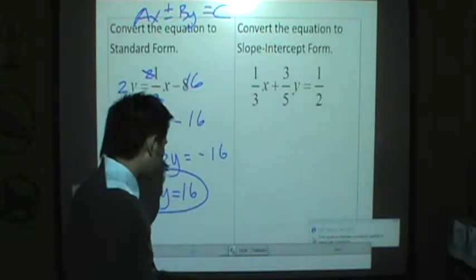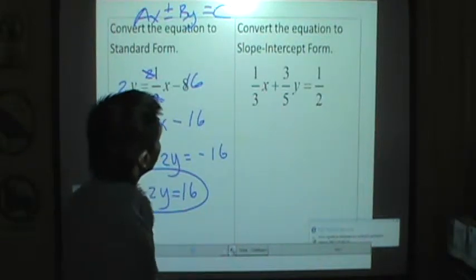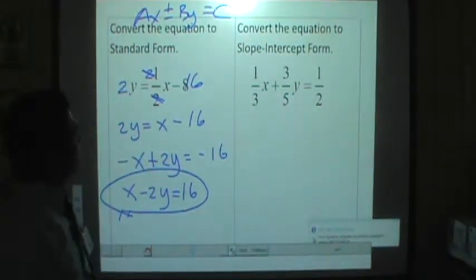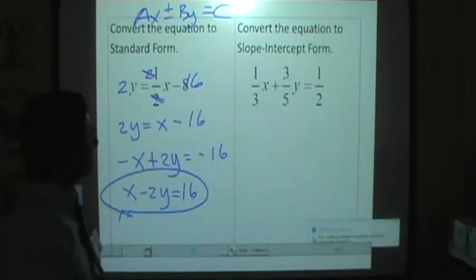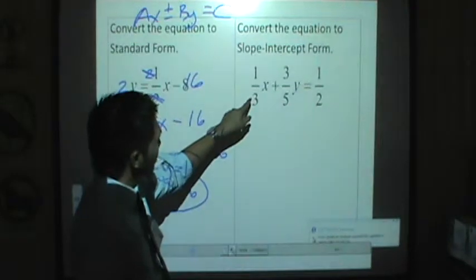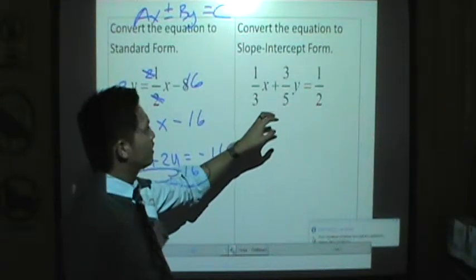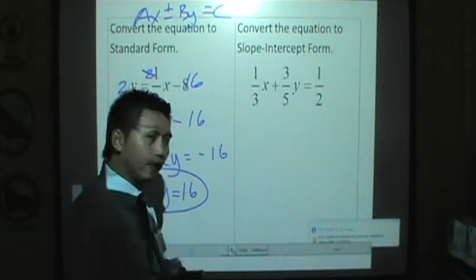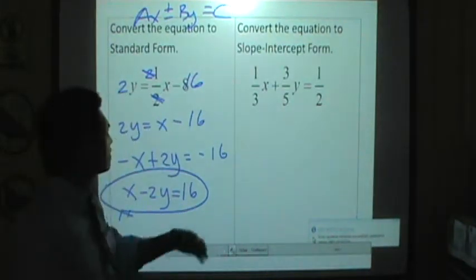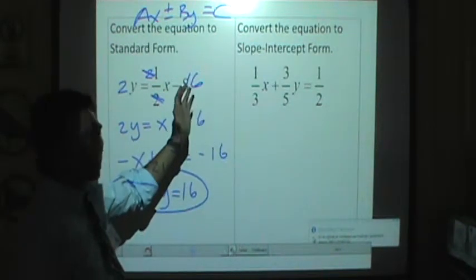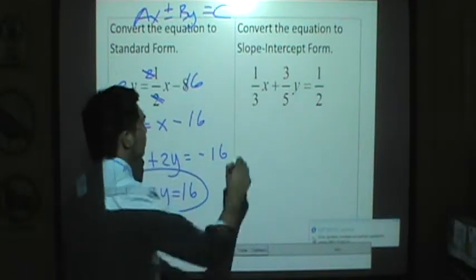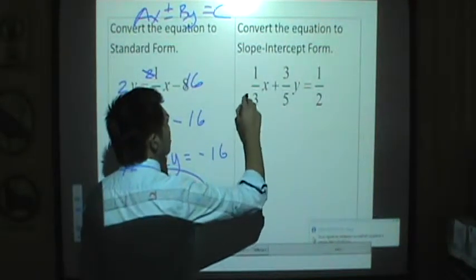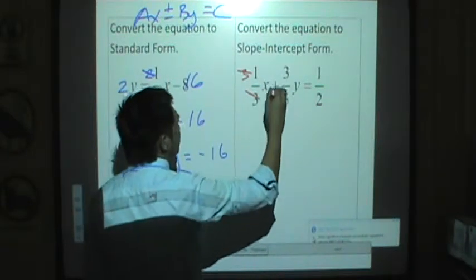So here, okay, here let's multiply the rest by 3. Okay, there are several ways in solving this, but I believe that the easiest way for you guys to understand this lesson is to just get rid of the fractions first. So here, let's get rid of the 3 first by multiplying the rest by 3.